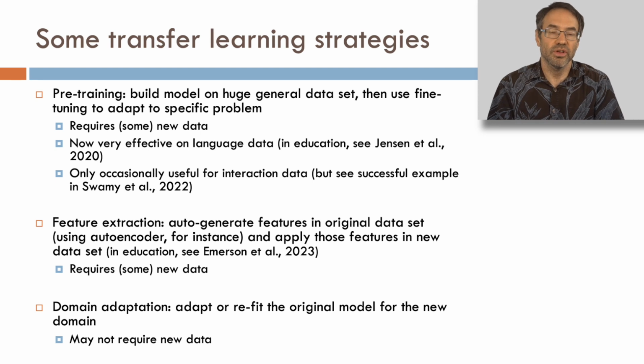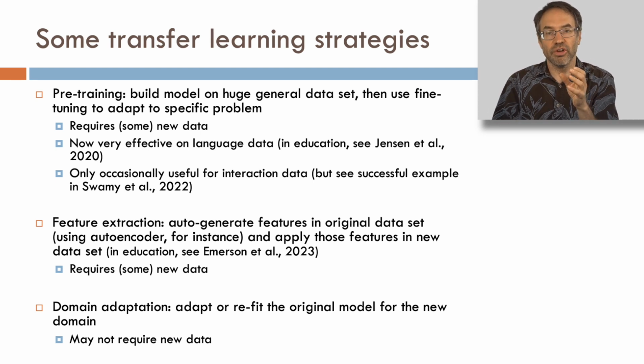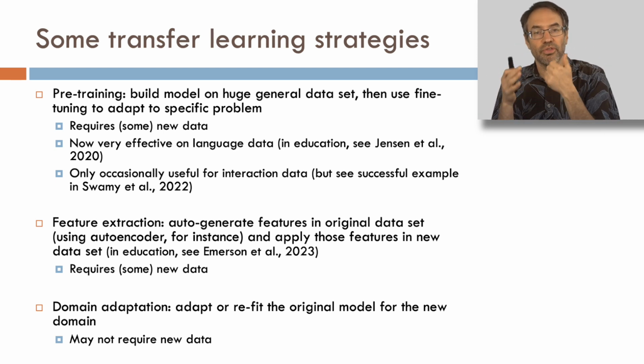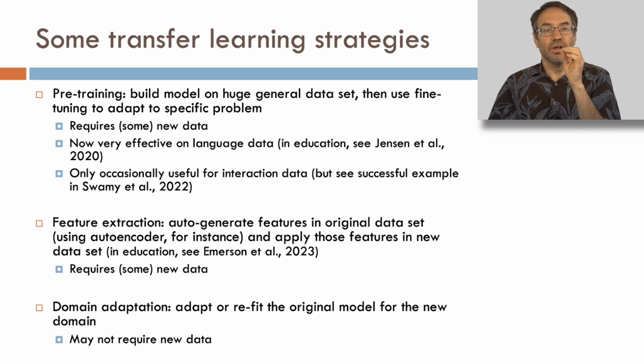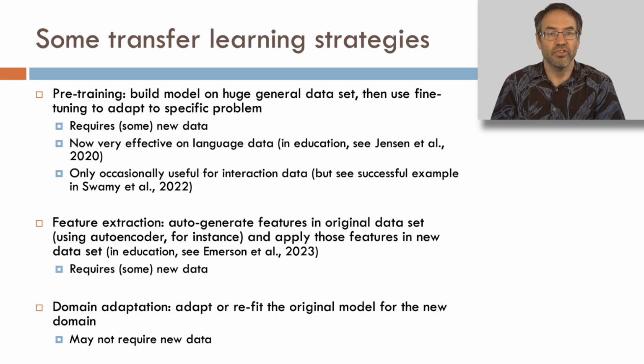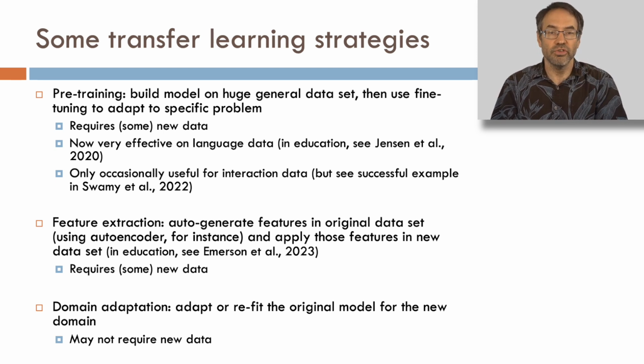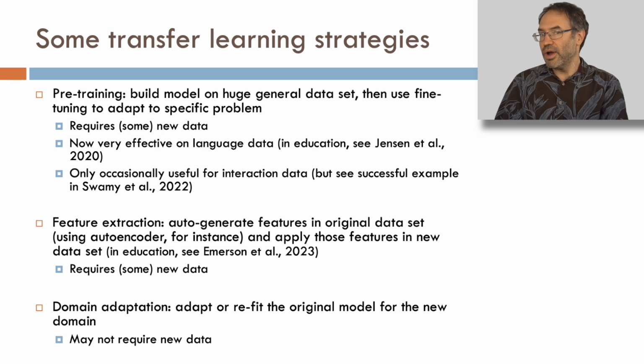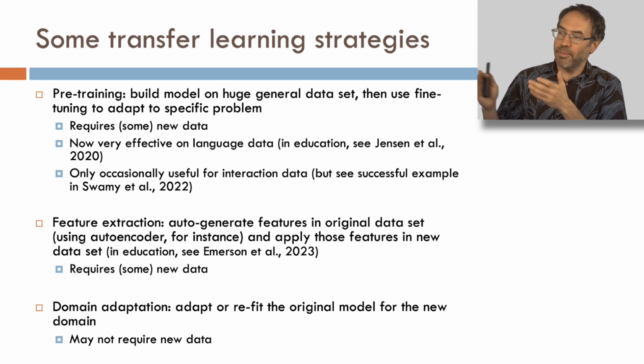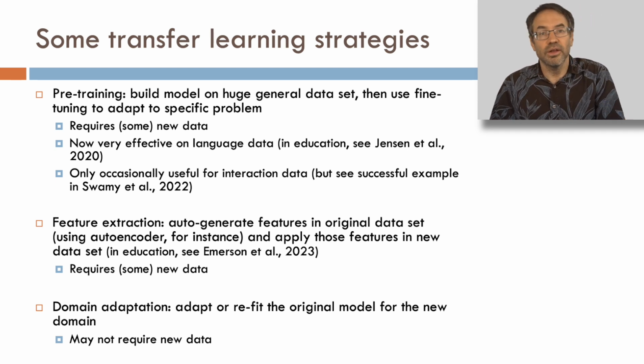A second big approach is feature extraction, where we auto-generate features in an original dataset using, for example, an autoencoder, and then we apply those features in a new dataset. And Emerson et al. show an example of that in education. This requires both the old data and the new data. A third broad transfer learning strategy is domain adaptation, where we adapt or refit the original model for the new domain. And this might not require new data at all, which makes it a very powerful strategy for cases where we have to do something in a new context.